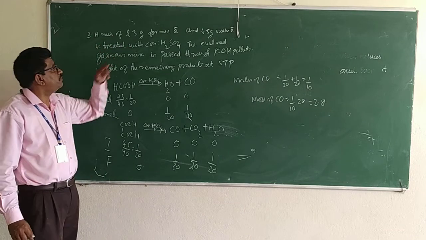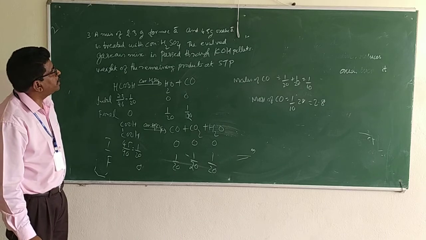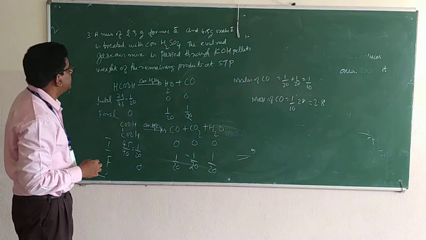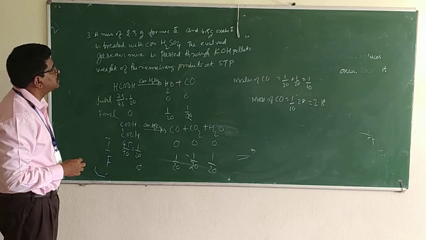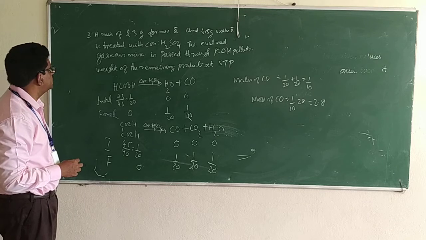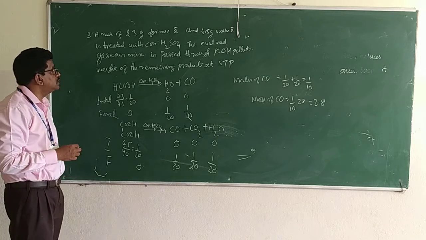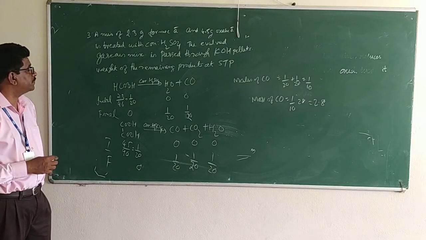A mixture of 2.3 gram of formic acid and 4.5 gram oxalic acid is treated with concentrated sulfuric acid. The evolved gaseous mixture is passed through potassium hydroxide pellets. Weigh the remaining products at STP. We want to find out the remaining products. What will be remaining there after the reaction?